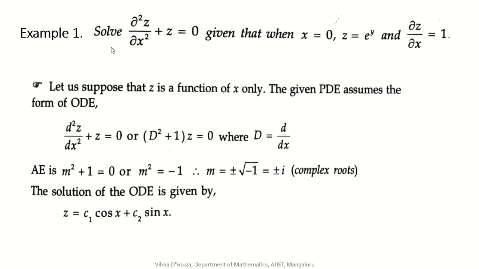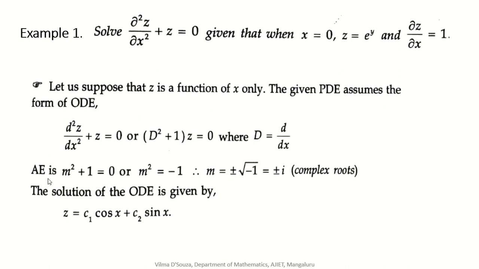Let me repeat. You are assuming that z is a function of x only, so instead of a partial differential equation we get an ordinary differential equation. That means instead of the partial derivative you will have d²z/dx² + z = 0. This is an ordinary differential equation. You can write that in symbolic form as (D² + 1)z = 0. How do you solve this ordinary differential equation? Already you are thorough with that because you have studied it in the last module.